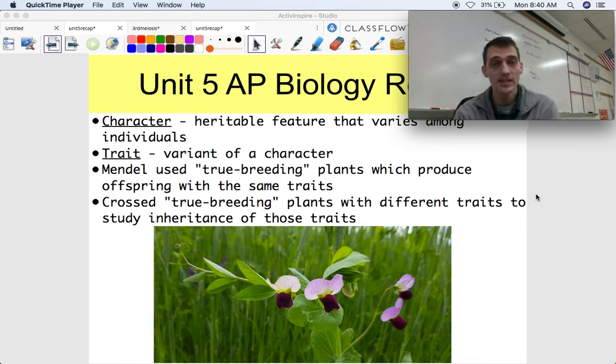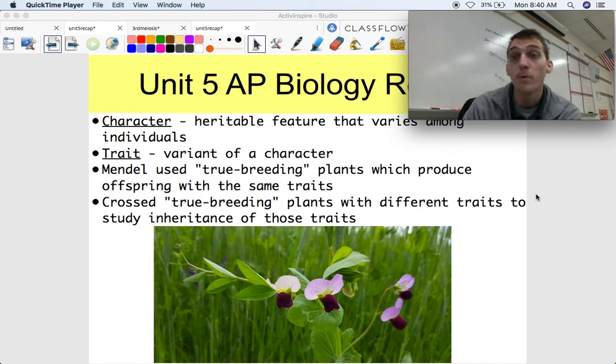And how Mendel did his experiments, we're going to walk through the most famous one that really illustrates a lot of the main ideas. He used true breeding plants, which produce offspring with the same traits. True breeding means that every generation of those plants has had the same traits, generation in and generation out. So purple flowered plants have always bred with purple flowered plants, that kind of thing. And he crossed true breeding plants with different traits to study the inheritance of those traits.